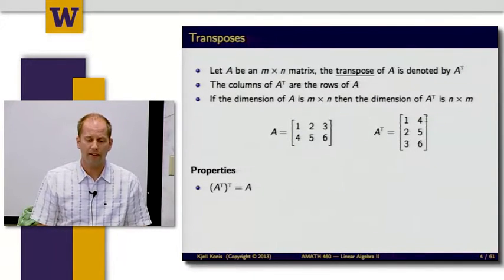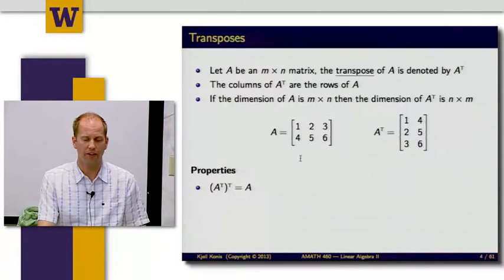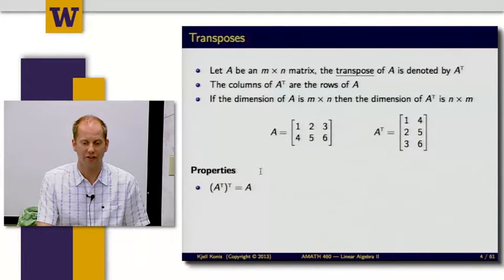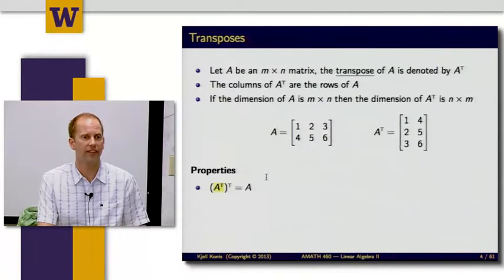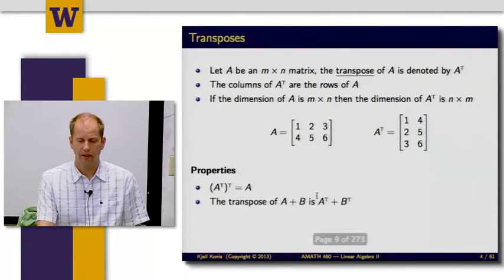And so some properties of the transpose. The first one, hope everybody agrees with this. So if I take A transpose and transpose it again, I just get A back. If I have a transpose of a sum, so I have A plus B transpose, that's just going to be equal to A transpose plus B transpose.